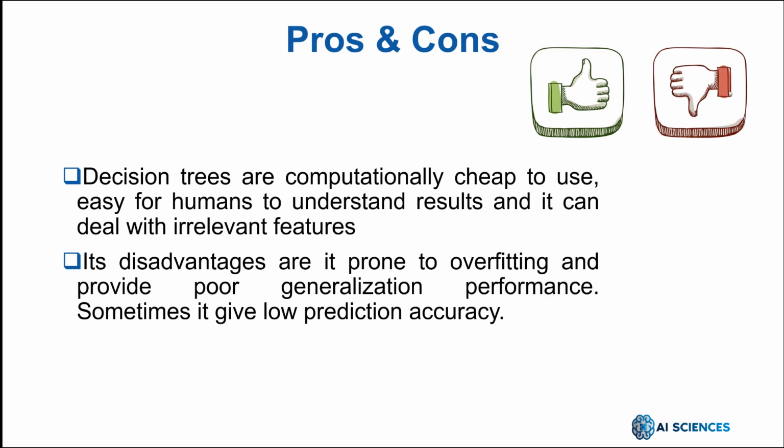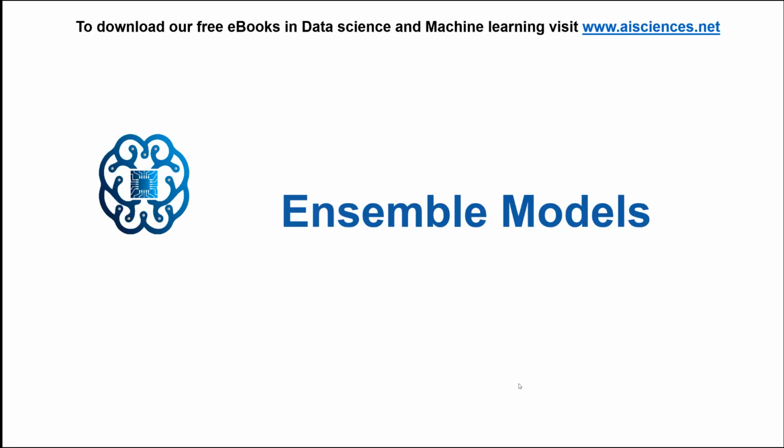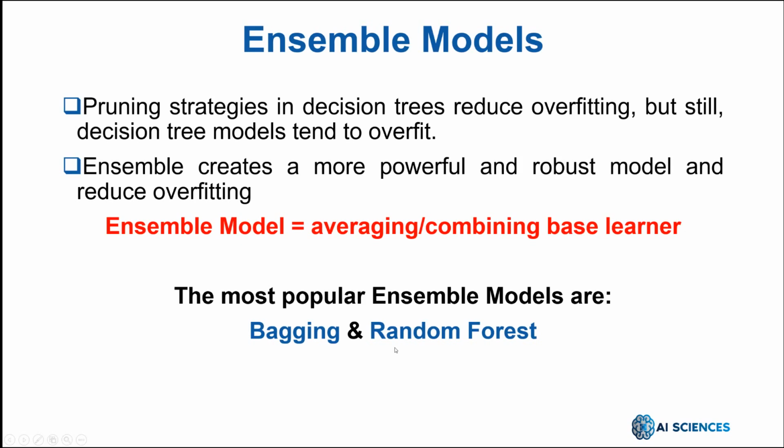Decision trees are computationally cheap to use, easy for humans to understand results, and can deal with irrelevant features. Its disadvantages are it is prone to overfitting and provides poor generalization performance. Sometimes it gives low prediction accuracy. Pruning and post-pruning strategies are implemented in decision trees to reduce overfitting, but still, decision tree models tend to overfit.